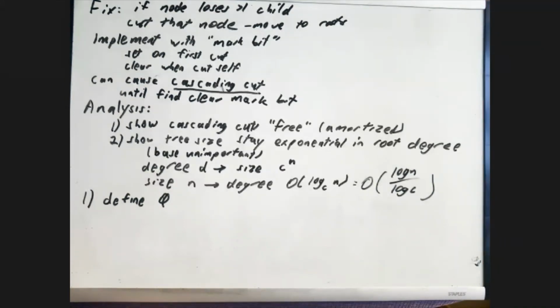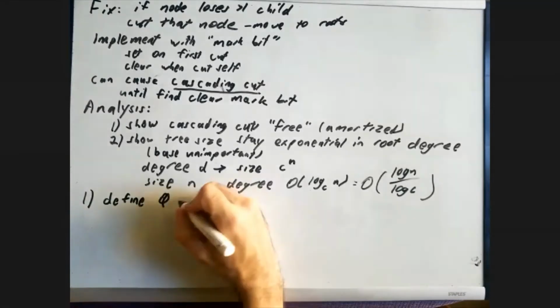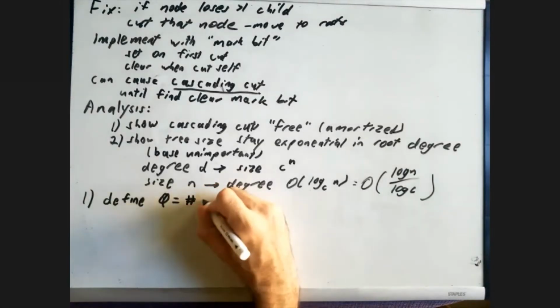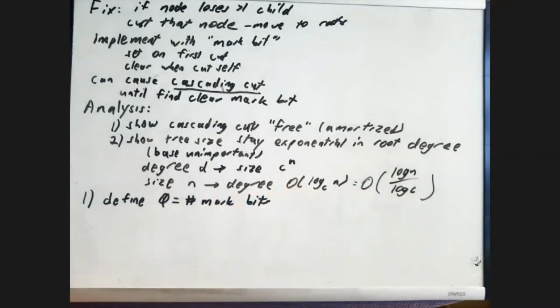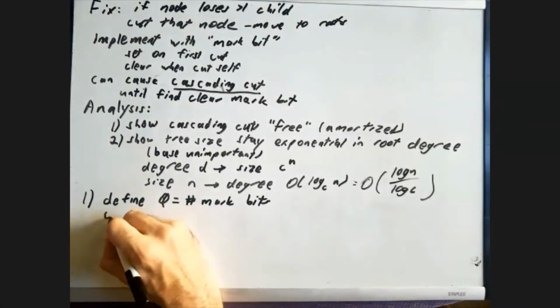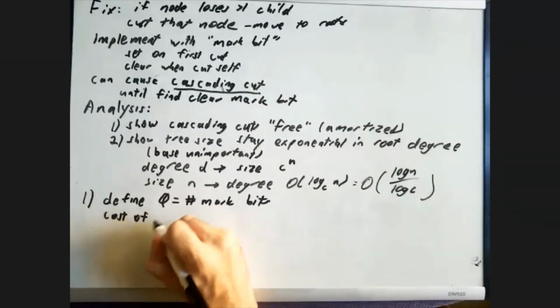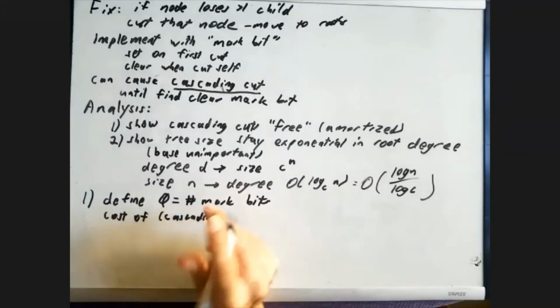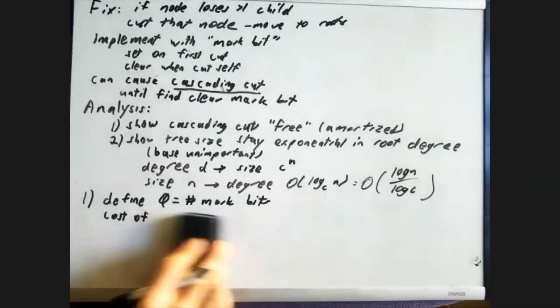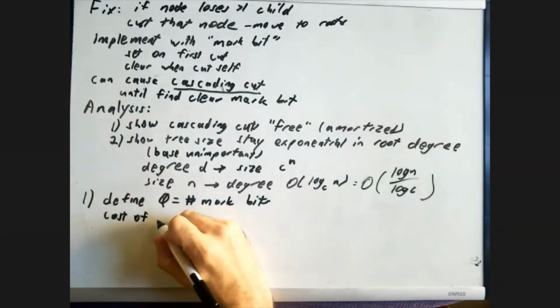The number of marked nodes. Exactly. We're just going to define phi to be the number of marked bits. And remember, we have many trees. We just add up all the marked bits in all of the trees. Okay. So under this potential function, what is the cost of a cascading cut? Actually, let me change that. What is the cost of a decrease key?